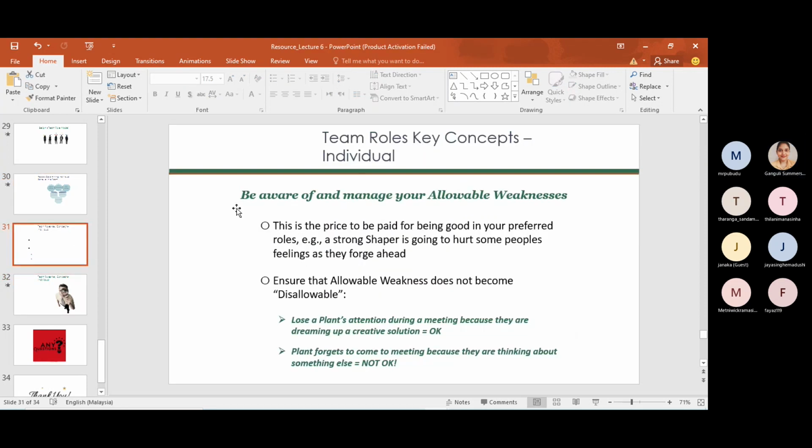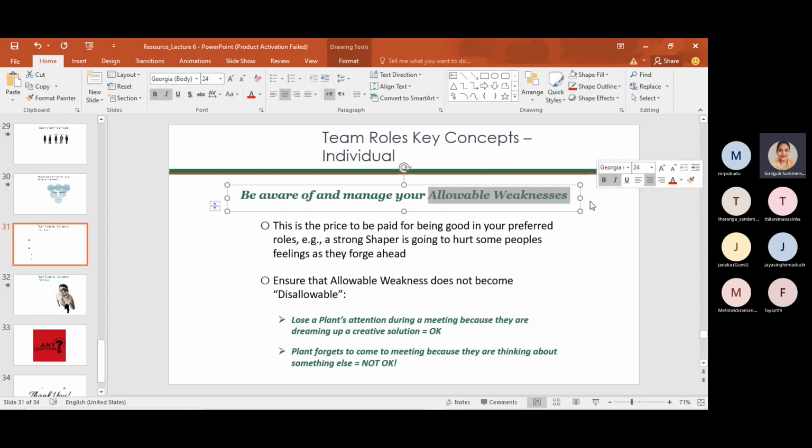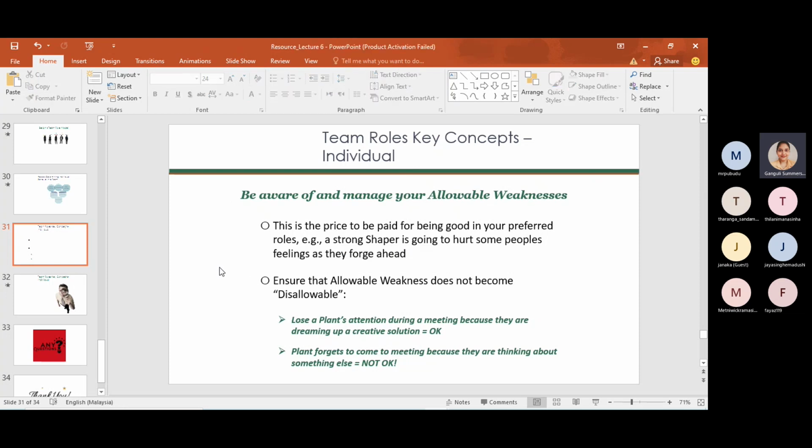Okay, so we discussed allowable weaknesses, right? I told you that allowable weaknesses are the weaknesses that you are allowed to have inside the team. So you have to make sure that allowable weaknesses do not become disallowable. You have to keep your allowable weaknesses as allowable. You should not cross the line and make it a disallowable weakness.